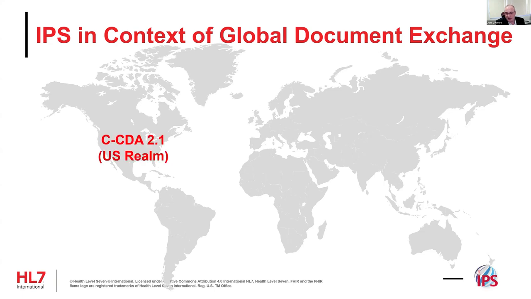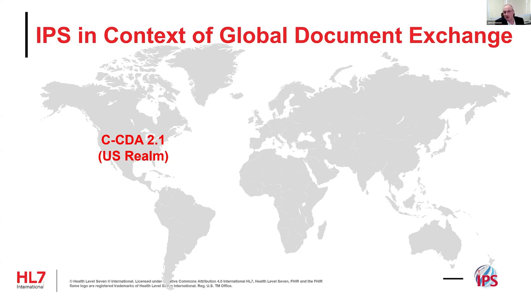In the United States, we've had document exchange for well over a decade. As we had a big program to promote the adoption of electronic health records, we began to use a standard to exchange medical summaries. That was called CCDA, or Consolidated Clinical Document Architecture. The current version of that is 2.1. It's a US realm standard. And truly, billions of medical summaries are exchanged already annually in the United States.